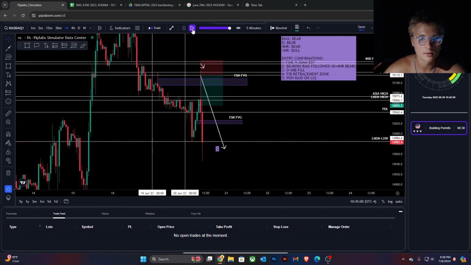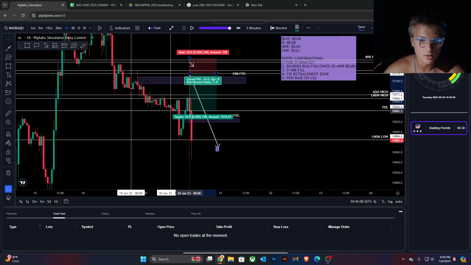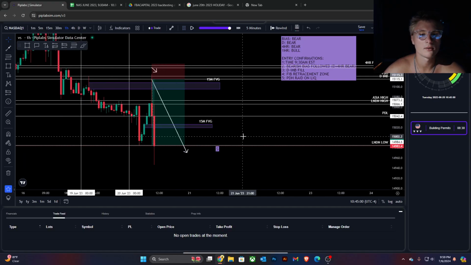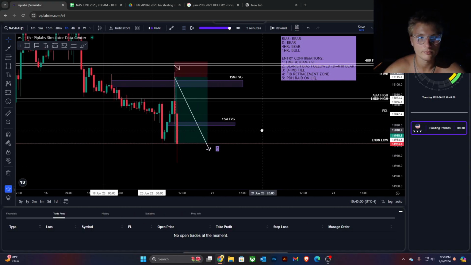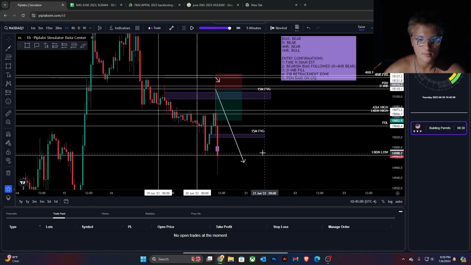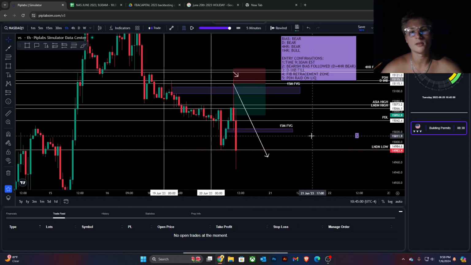Boom. Very nice. So if I left a runner to London low, that would yield a 1 to 4. Very nice. I grab my 1 to 2 here. But yeah, I'm starting to get a little bit better at reading the market and what price is doing.